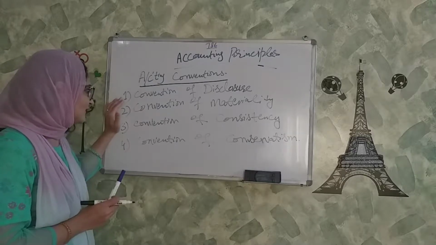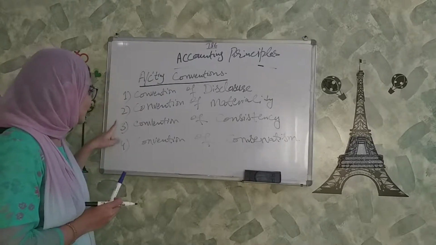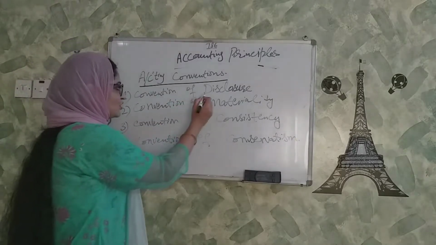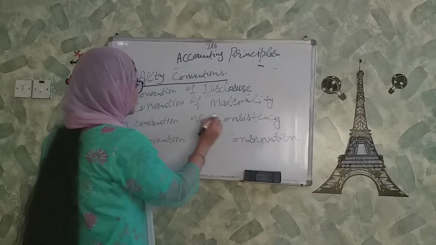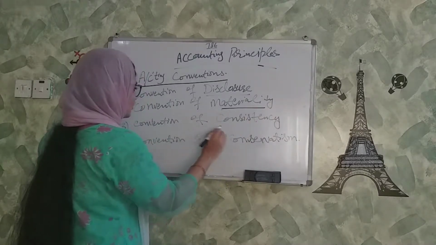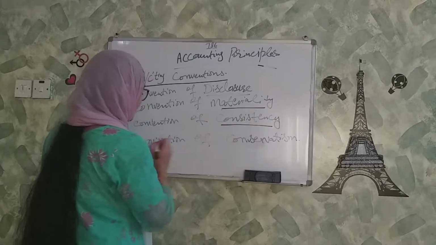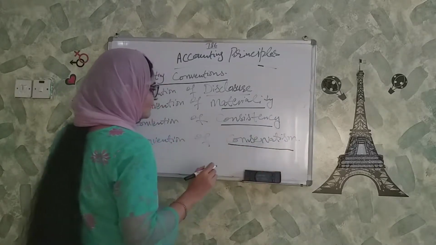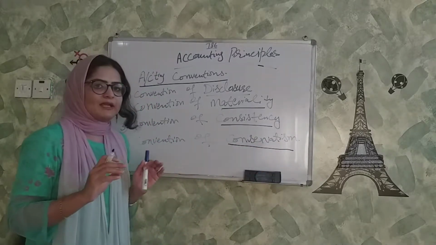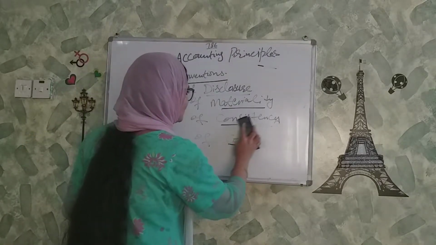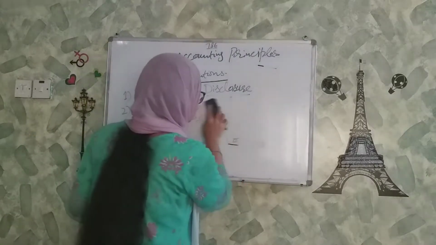What are the names of these conventions? As I have written here, there are 4 accounting conventions. Number 1 is Convention of Disclosure. Number 2 is Convention of Materiality. Number 3 is Convention of Consistency. Number 4, the Convention of Conservatism. So there are 4 accounting conventions. Let me explain these conventions one by one.